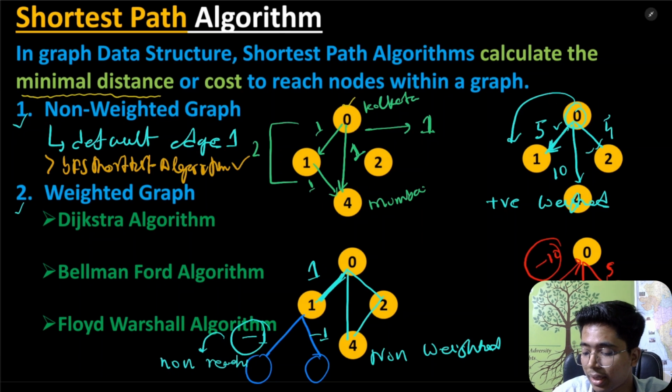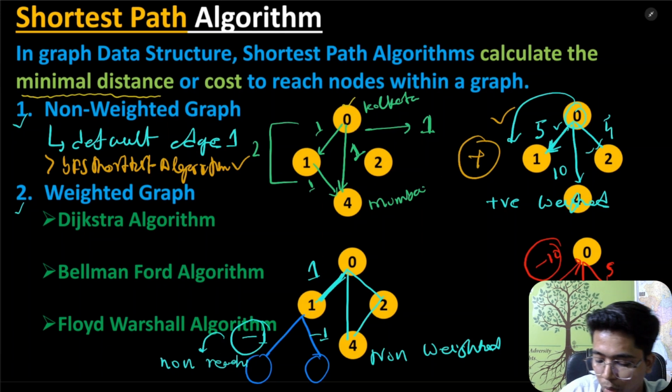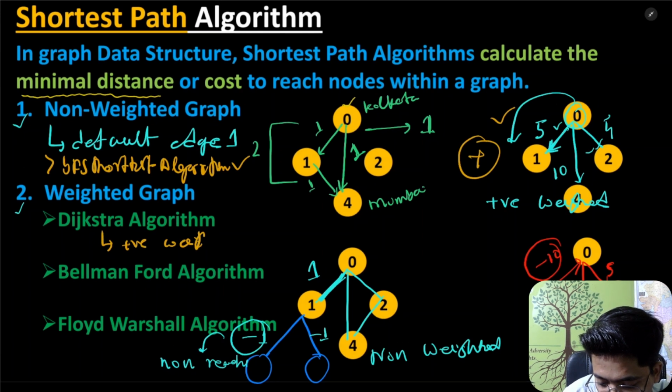Dijkstra algorithm: when you get cases like this, where there are only positive weights, not negative, all weights are positive, then we'll be utilizing the Dijkstra algorithm for a positive weighted graph. It doesn't work on negative weighted graphs.